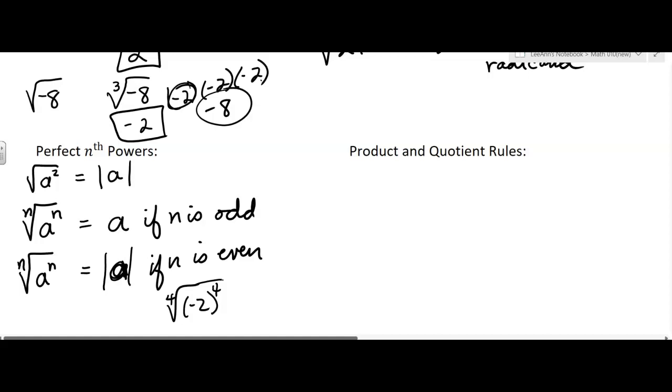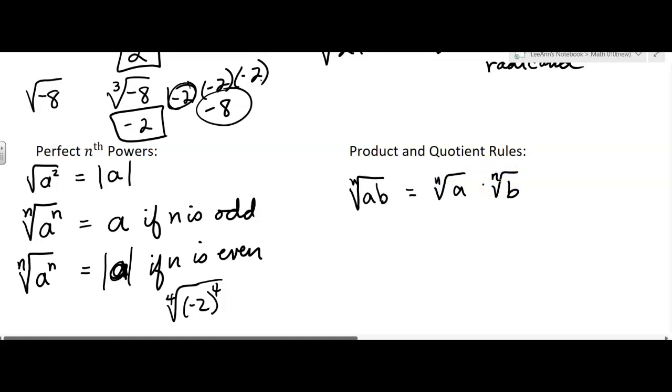Okay. Now, the product and quotient rules, those just go like we had them before. So remember we had the square root of AB equals the square root of A times the square root of B. Well, you can just put n's in there. You do have to be consistent.